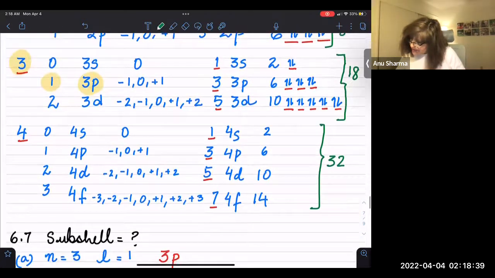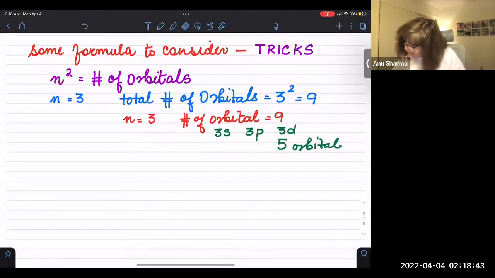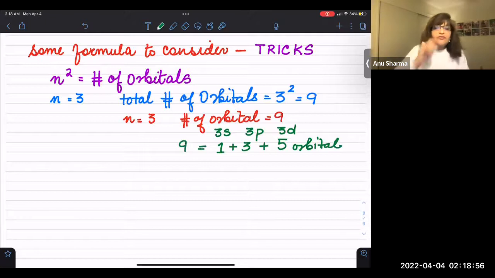5, 3, and 1. Yeah, sorry, I was looking at the electrons. 5 and 3 and 1 orbital. So when you add these, this comes out to be 9. So that's 9 orbitals. Okay, so that's one piece.